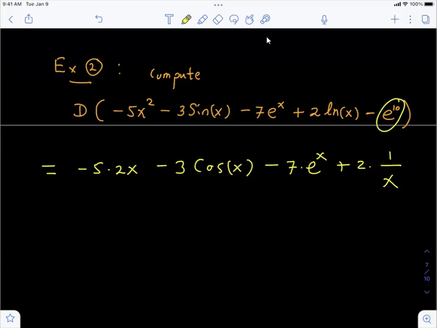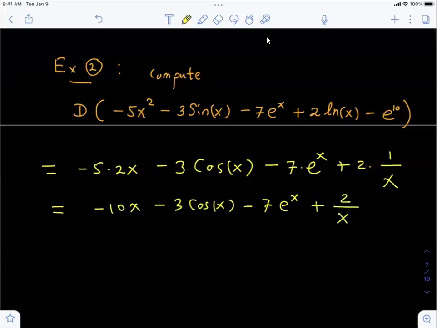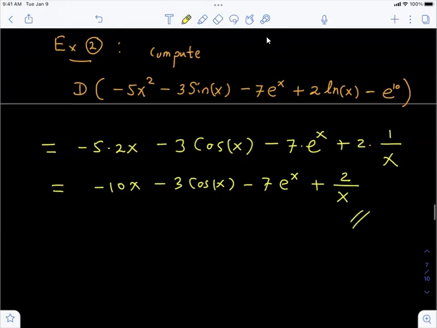Now, if you're not convinced why this is a constant, try to do this. Grab a calculator and try to compute this. Put the exponential to the 10. You will get a value, you will get a number. It doesn't really matter how that number looks, it is just a number. There is no x in it. So it disappears. Therefore, the final answer, if you simplify this, is negative 10x minus 3 cosine x minus 7 e to the x plus 2 over x, or you can write it like 2 times 1 over x. It doesn't really matter. That's our answer.